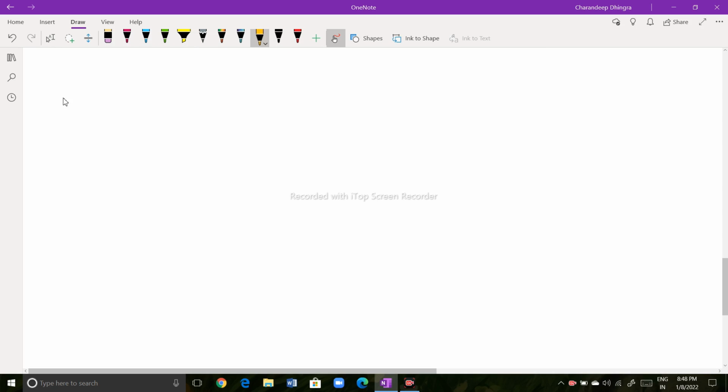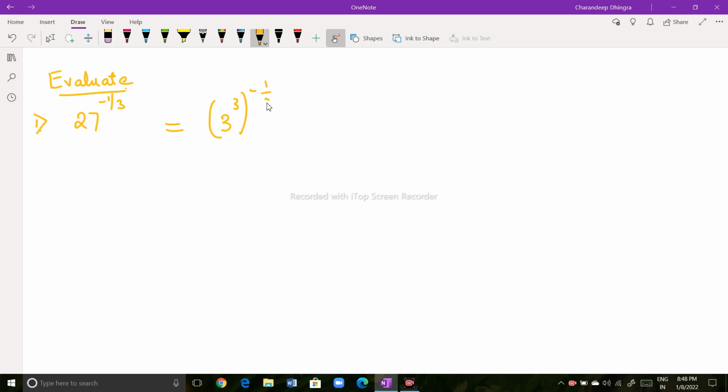So let's say we've been asked to evaluate 27 raised to minus 1 by 3. If I try to simplify 27, I'll write as 3 cube, raised to minus 1 by 3. By power law, I can say this is 3 raised to 3 into minus 1 by 3. This 3 and 3 get cancelled, so this is 3 raised to minus 1, which can be written as 1 by 3, right?